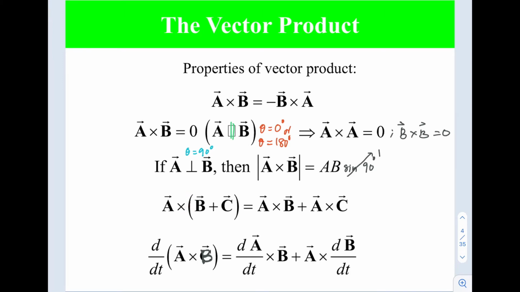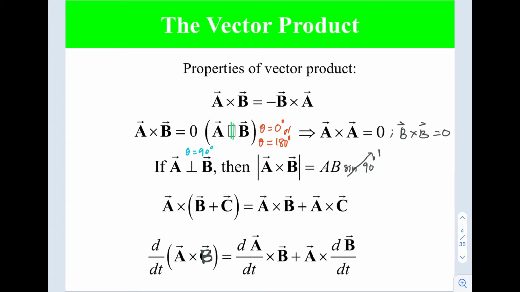Next one. If you do A cross (B plus C), you may rearrange this into A cross B plus A cross C. That means you have to solve A cross B, whatever the product is, and then solve A cross C, whatever the product is, and finally you add them up. This product added with this product.